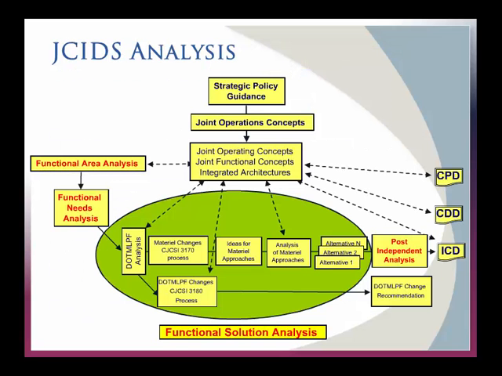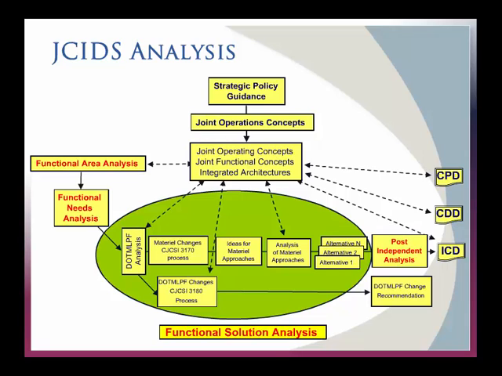So just a quick snapshot of the analysis part, and you'll see those documents are again over on the right side. But what you really want to get out of this is this thing called the functional area analysis, where you want to identify operational tasks, conditions, standards needed to accomplish some military objective. So again, we're talking very high level. We need to be able to do X, and we're not saying how we're going to do it. FAA is a big part of that.